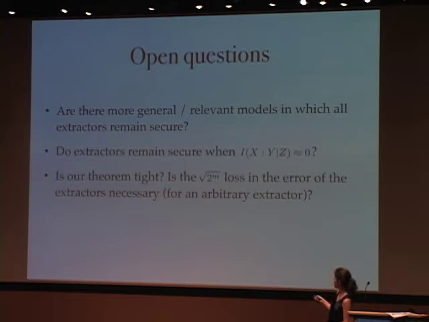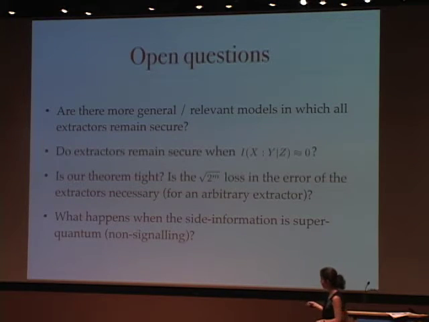Another question, a bit more technical, is whether our theorem is tight or not. And the same question arises also for the case of seeded extractors. So what we have is a general proof for an arbitrary extractor, and we indeed get this loss in the error of the extractor, but it's not clear whether this is necessary. Okay, so there are specific extractors for which it is possible to prove that they are secure without this loss in parameters, but for an arbitrary one, we don't know if this is necessary or not.